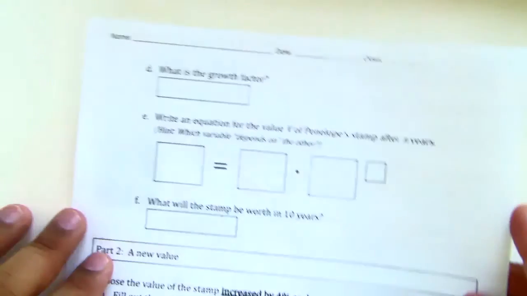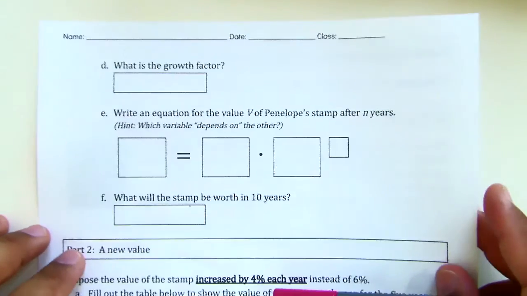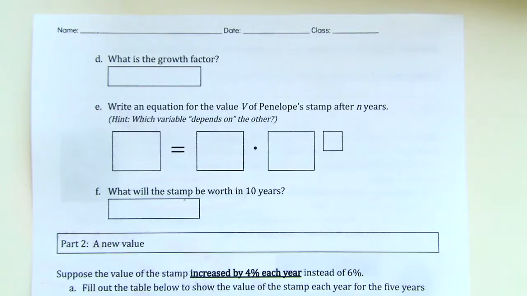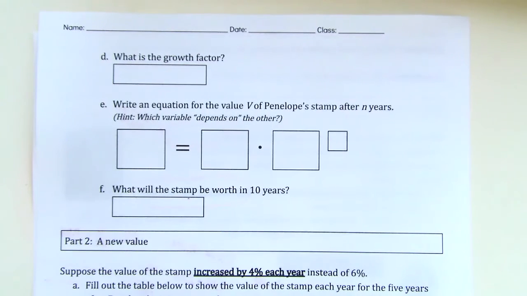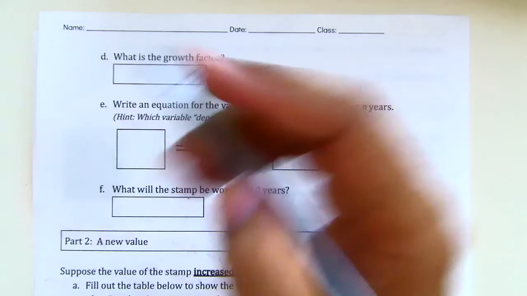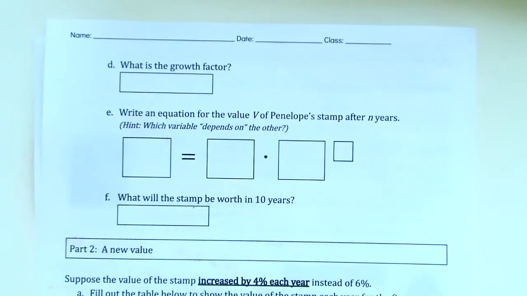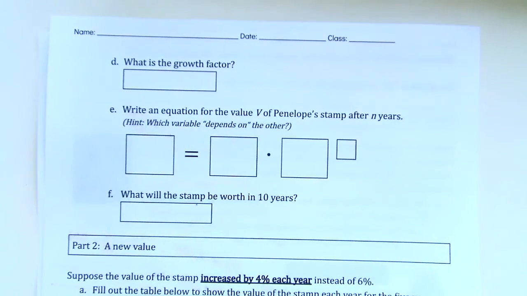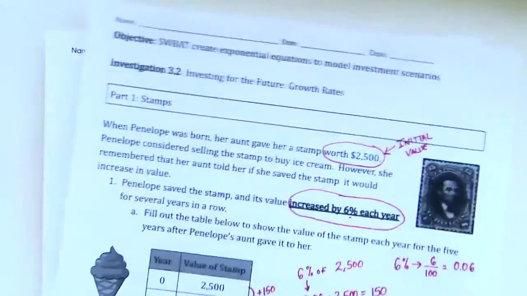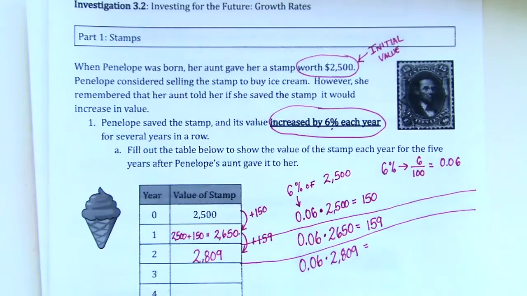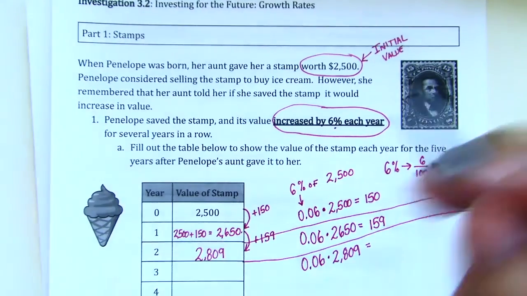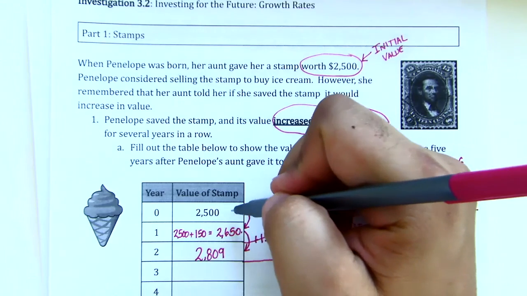Next thing is it asks us, what is the growth factor? Okay, so it is an exponential relationship. It doesn't quite look like it yet, but remember, if something is exponential, it has a growth factor. The way that you're going to find your growth factor is you're going to look at your table and you need to divide two numbers, right? You always divide one year by the year before it.